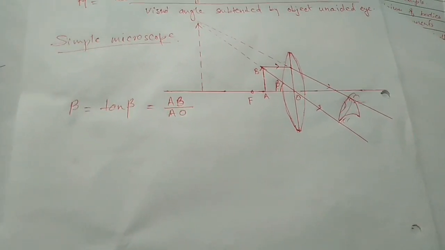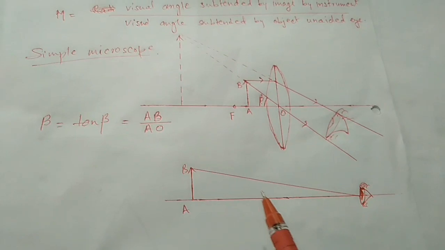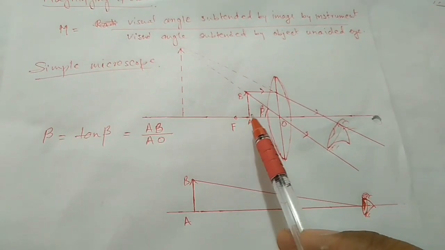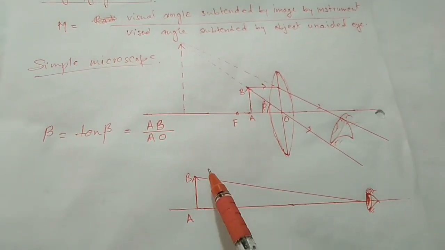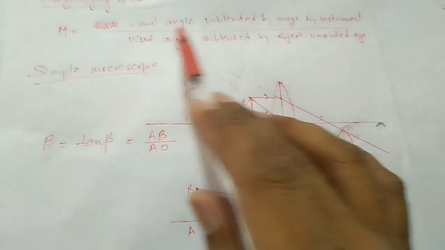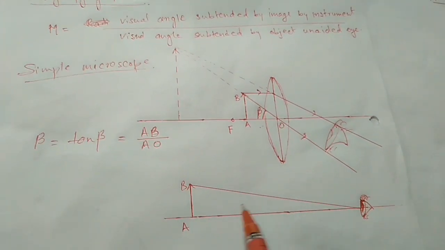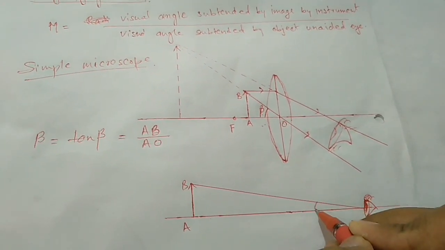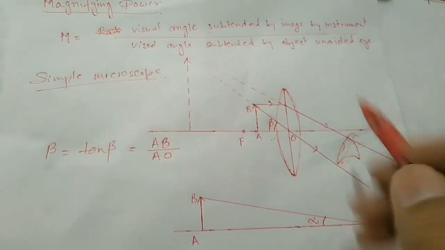Now without any instrument, let's draw. Without any instrument, the same object AB is visualized from here. With the instrument the visual angle was symbolized with beta, and without any instrument it is symbolized with alpha. This is also called the unaided eye.